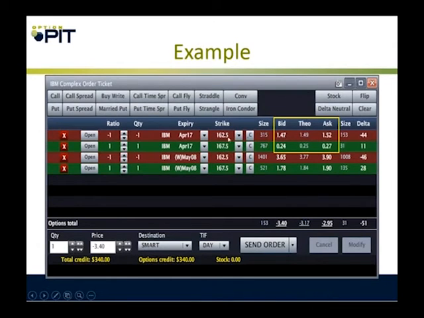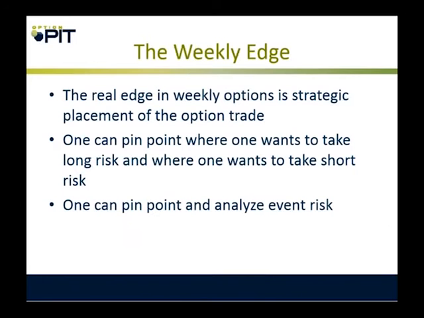If I do the one expiring next week, same out of the money spread at this time, I only have to carry it for a week, and I'm getting $1.25 out of it. And this April option is going to take forever to decay. The real edge in weekly options is strategic placement of the option trade. One can pinpoint where one wants to take long risk and where one wants to take short risk.